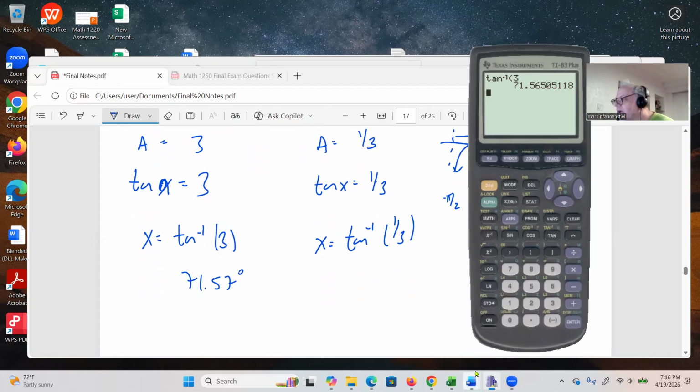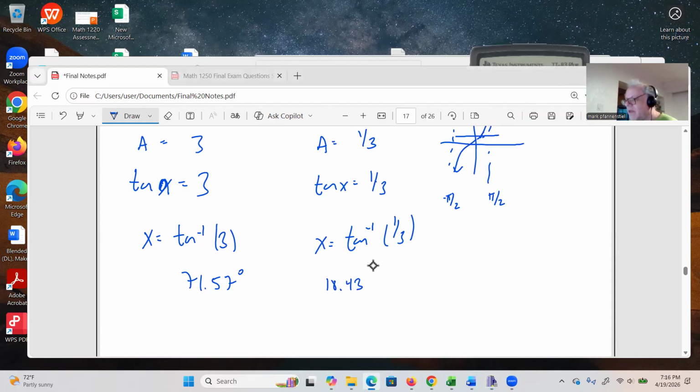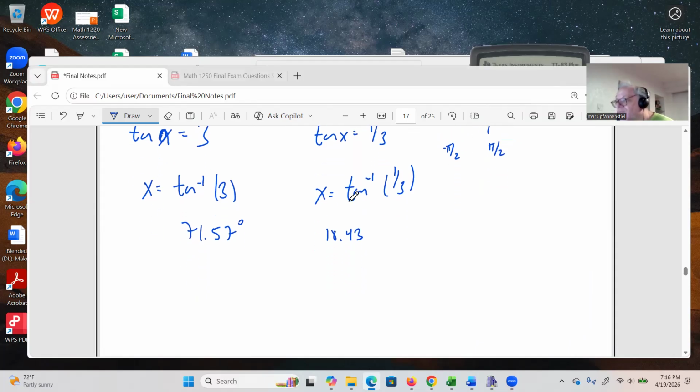We are also going to look at inverse tangent of 1/3. So here we go, inverse tangent of 1 divided by 3. Again, we're going to 2 decimal places, so it's 18.43 degrees. Well, those are our first quadrant ones.